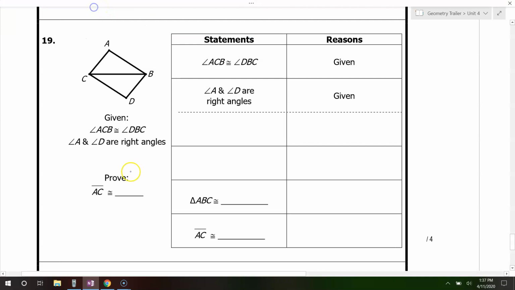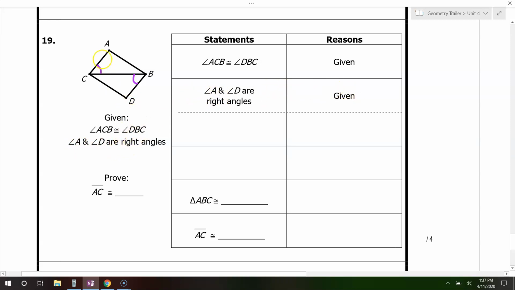Let's do a purple proof. Starting with the given, angle ACB, so that's right here, is congruent to angle DBC. DBC is right here. All right, that's already written down. Now we marked it. Okay, this is different. Angle A and angle D are right angles. Okay, that's already written down.